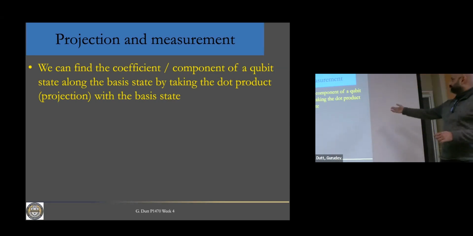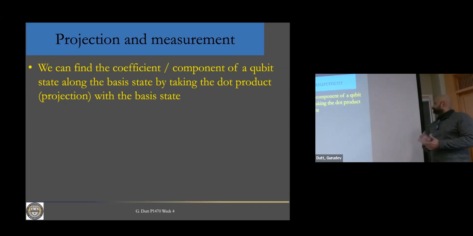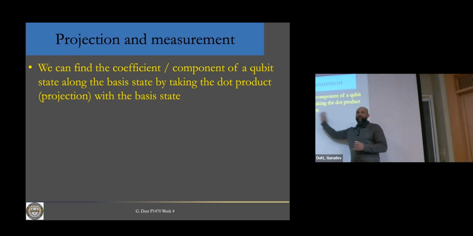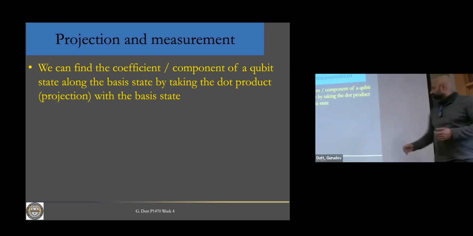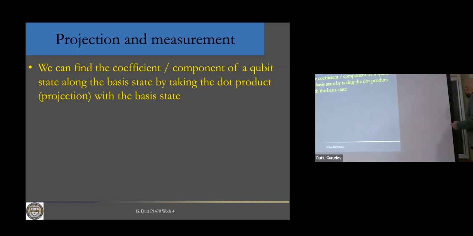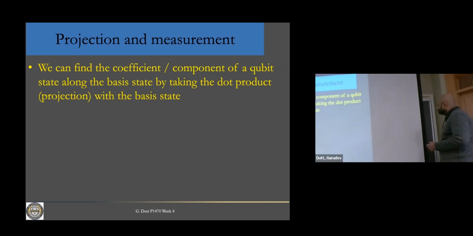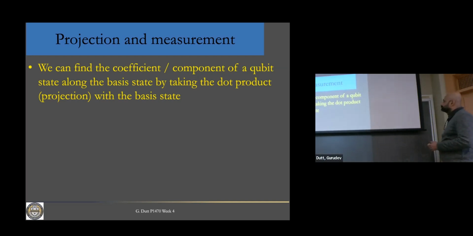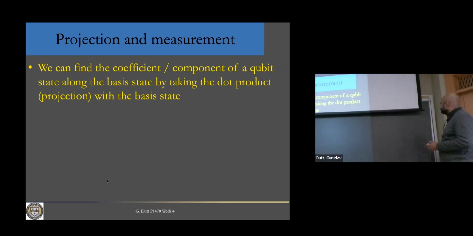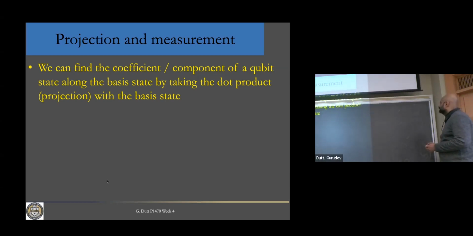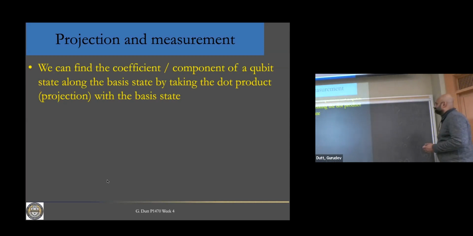And now this comes back to what I was just telling you, that we can always find the component of a qubit state along a basis state by taking the dot product of that qubit state with the basis state. Okay, just with that picture I drew for you here. There it is. Anyway, we'll demonstrate it.